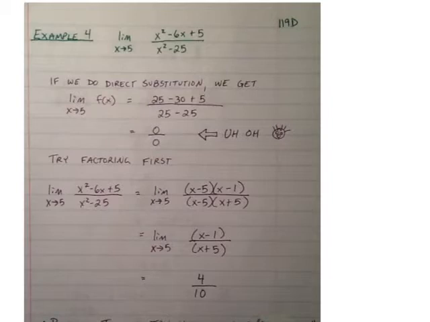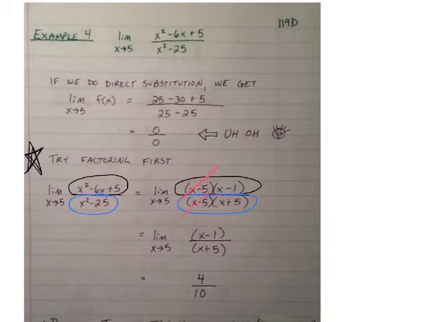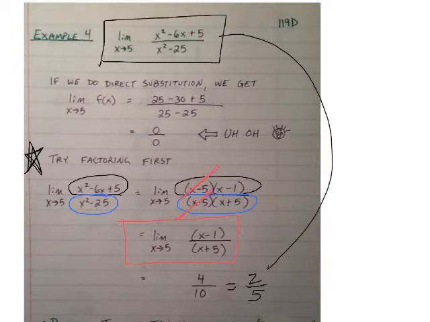So the first and most common trick that we want to use is factoring. If we factor the numerator, we get x minus 5 times x minus 1. If we factor the denominator, we get x minus 5 times x plus 5. Then we notice that the numerator and the denominator have a common term which cancels, and we now have a new limit to evaluate. At this point, we can do direct substitution, and we get 4/10, which simplifies to 2/5. So the limit as x approaches 5 of this quotient is 2/5.